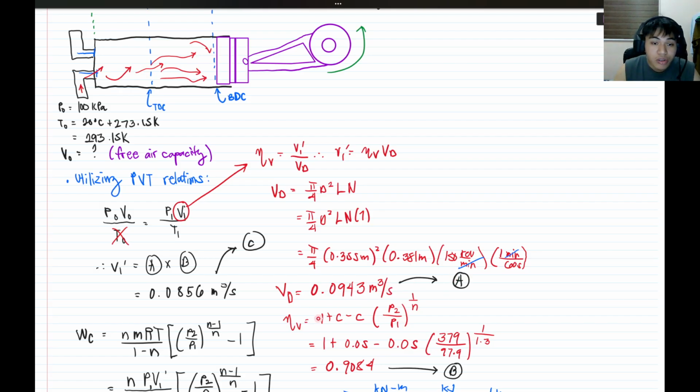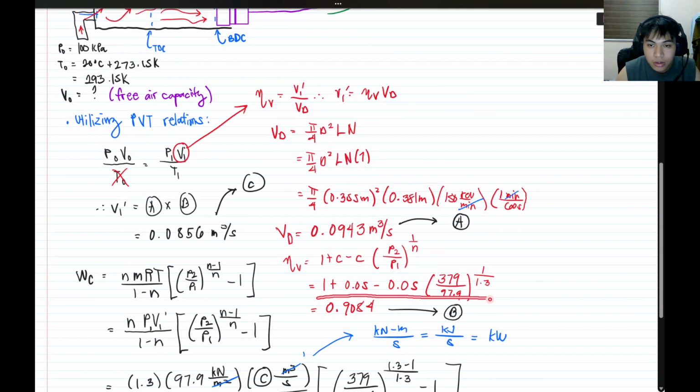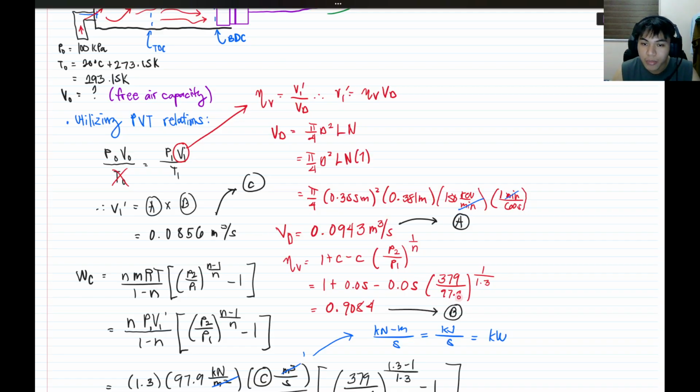And our volumetric efficiency is equal to this formula: 1 plus C minus C multiplied by the pressure ratio P2 over P1 raised to 1 over N. Substituting the values, and remember it's a polytropic process, we will have 0.9084, unitless. Let's store it in B.